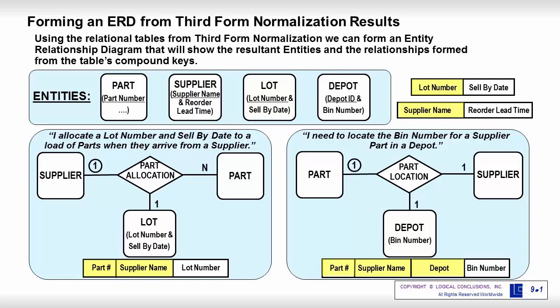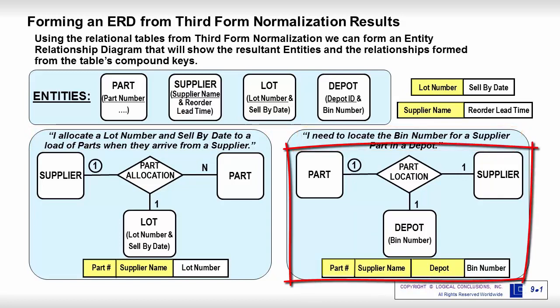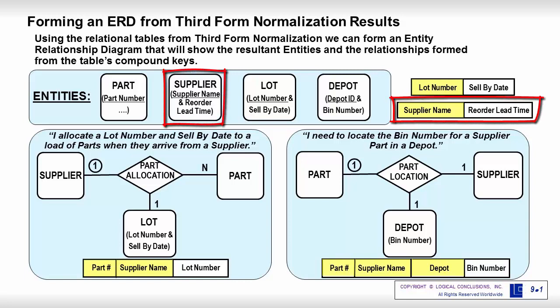Notice I've used what I call the event level ERDs, that is, the relationship and cardinality reflects the use based on the lookup needed in the original staff statements. So depending on the query of the staff, one part with one supplier is needed to retrieve the depot. That gets the staff to the bin number. Of course, just a lot entity is needed to get to sell by date. And just a supplier entity is needed to get to reorder lead time.